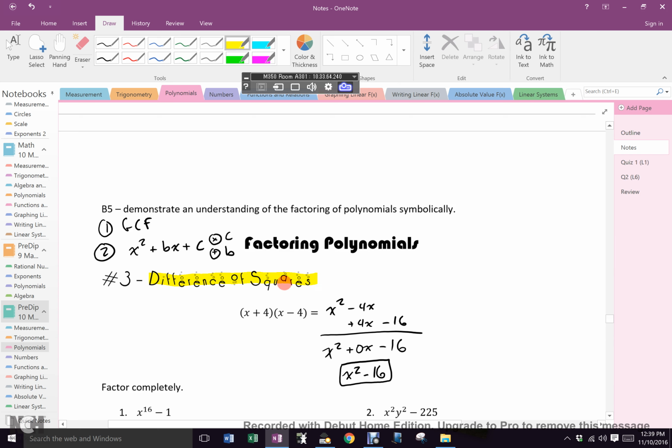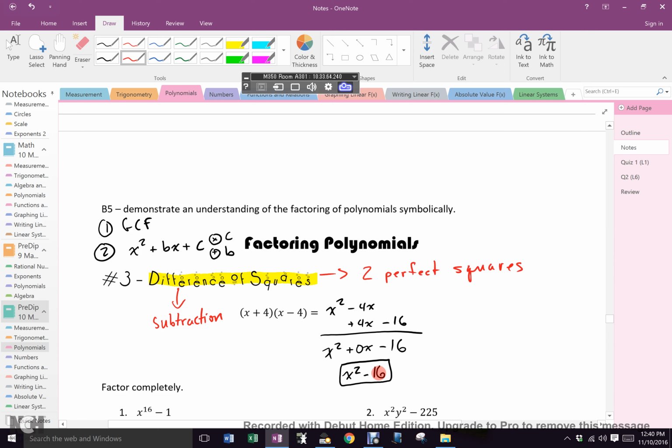Difference of squares. What math is difference? That's subtraction. Squares must mean we have a difference can only happen between two things, right? So squares must mean it's two perfect squares. Do I have that here? Yes, I do. Why? Because x squared is a perfect square and 16 is a perfect square, right?